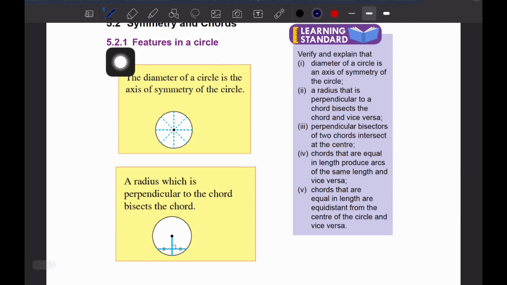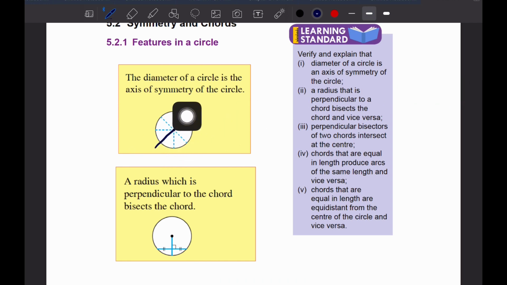Over here you can see that the diameter of a circle is the axis of symmetry of a circle. So it's true. Contoh kalau awak ada bulatan, kita buat ini sebagai dia punya diameter. What is axis of symmetry? Axis of symmetry adalah something yang can divide things into two equal parts. Betul tak? Contoh kita ambil di sini, awak lipat lah.